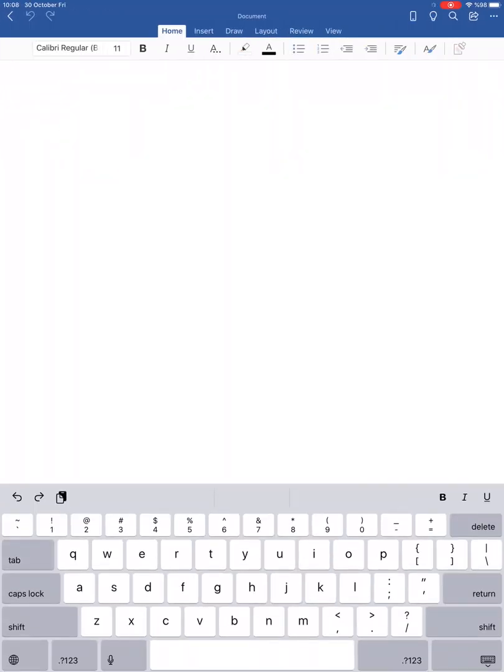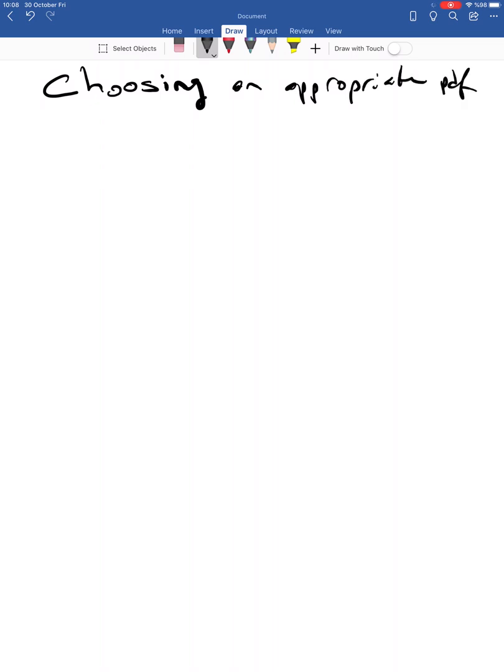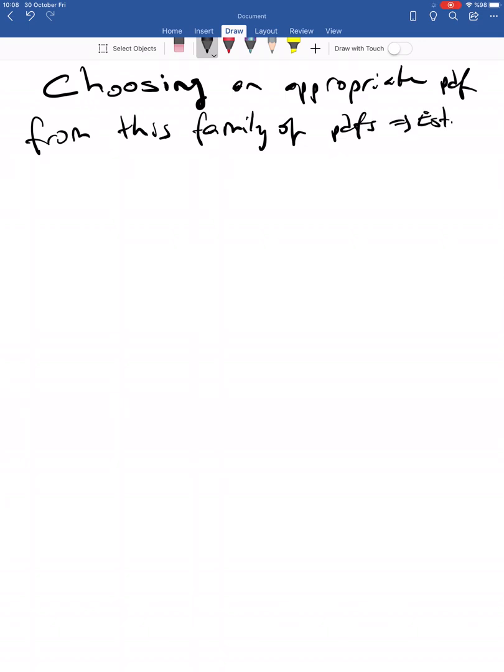Okay, then our aim is to be able to choose an appropriate PDF from this family of PDFs. So this is known as estimation.